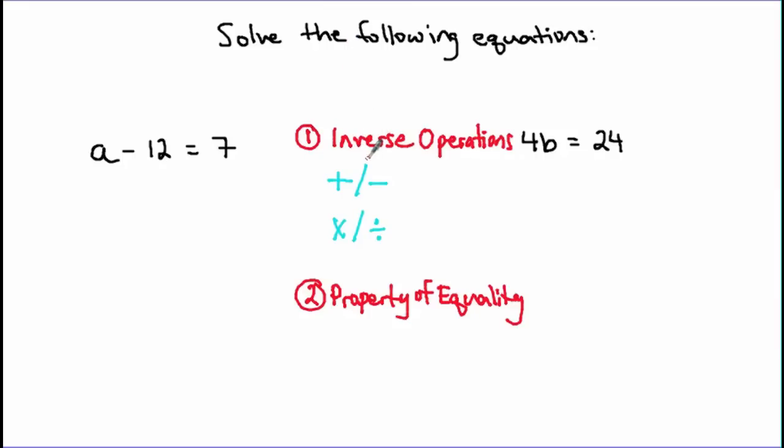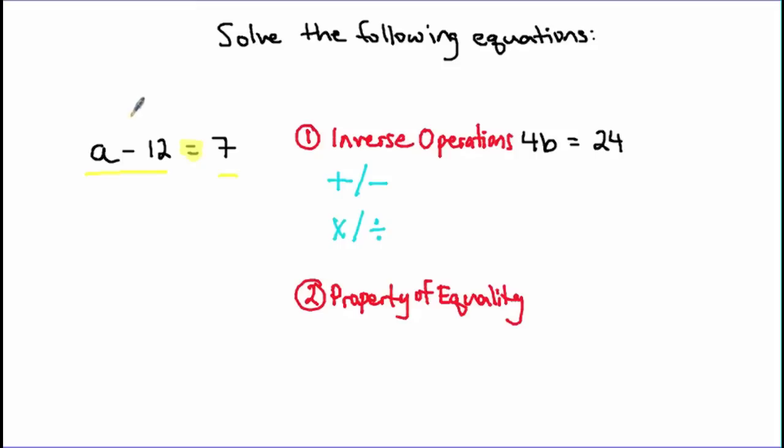As I said, these are simple equations, but we're really trying to emphasize the use of these two main ideas. The first equation we have is a minus 12 equals 7. We know it's an equation because we have an equal sign in the middle, which tells us that what is on the left side is the same value as what is on the right side. So we've got 7 all by itself. Well, something minus 12 has to have a value of 7.